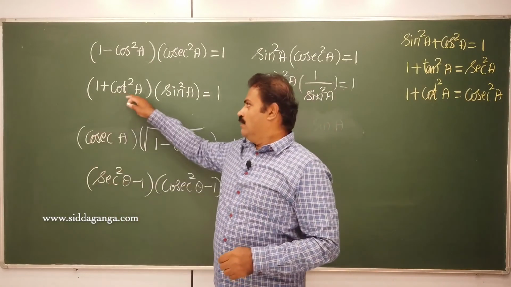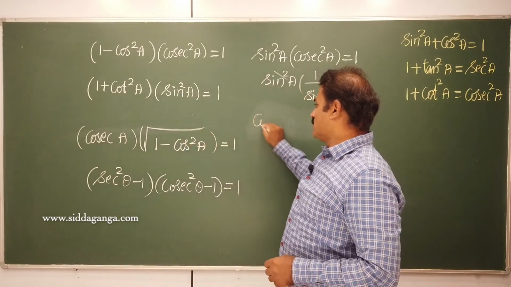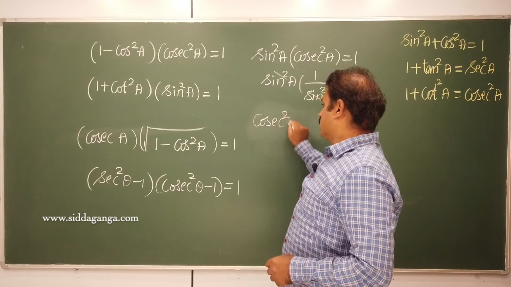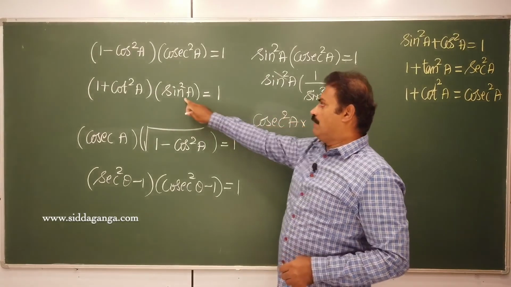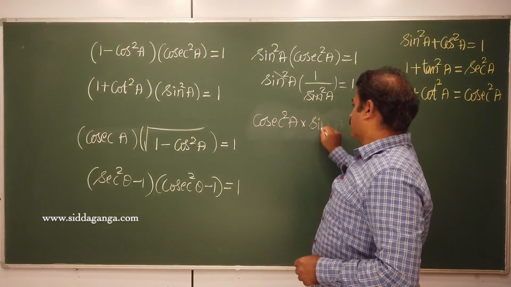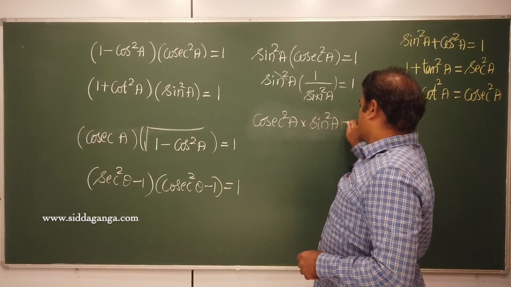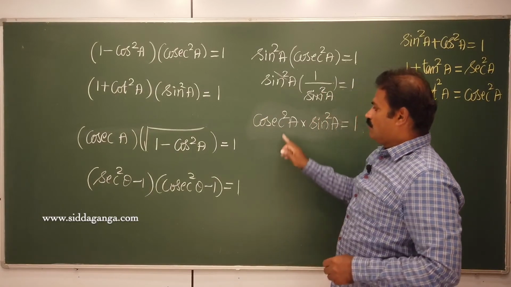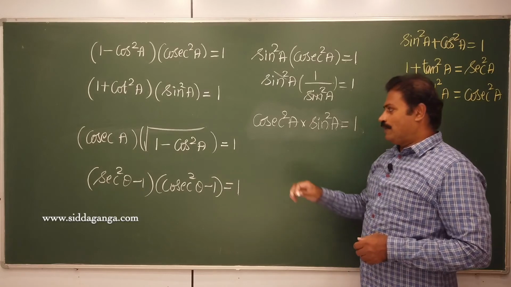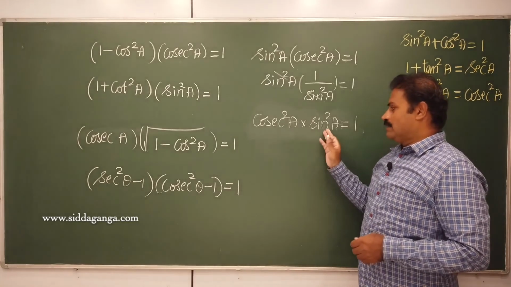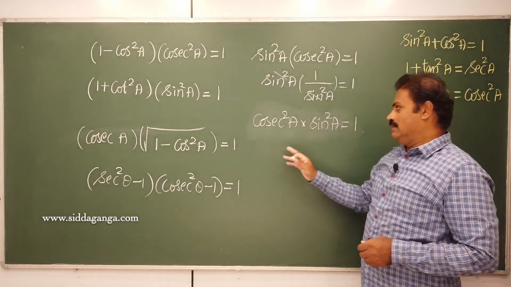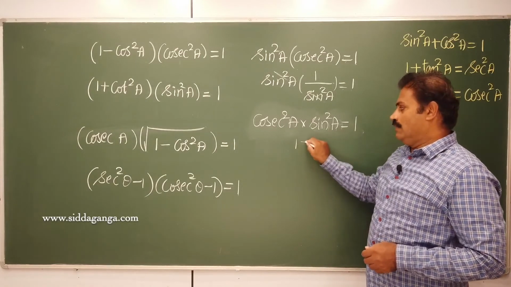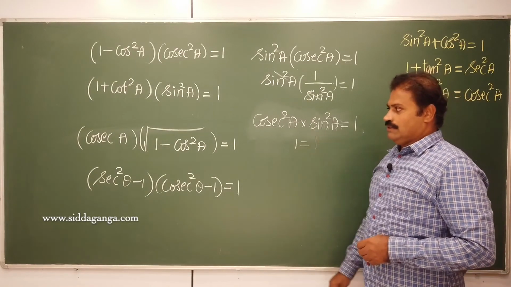So directly 1 plus cot square A we can substitute as cosecant square A into, here you have sin square A. So which is going to be 1. How? Cosecant square A is nothing but 1 by sin square A. So sin square A will get cancelled. So you will have 1 is equal to 1.